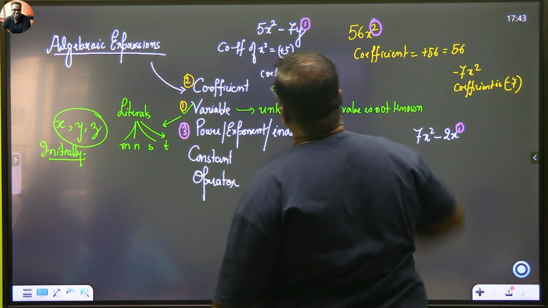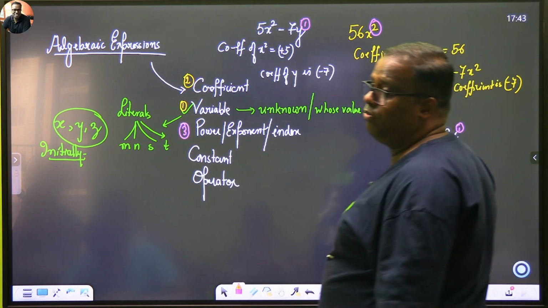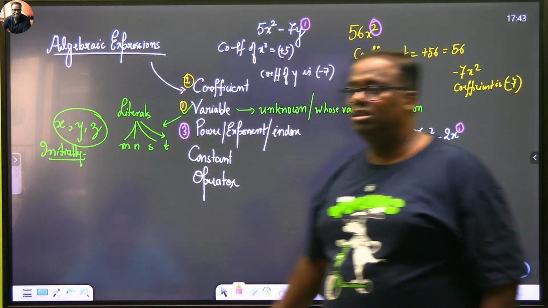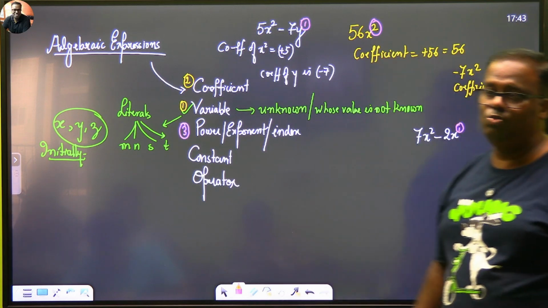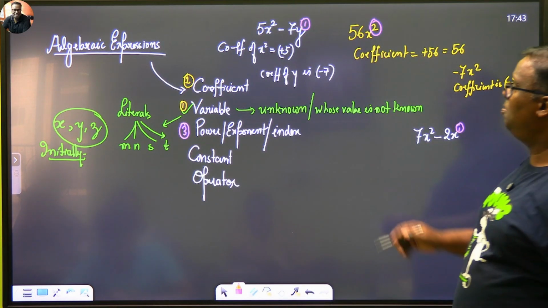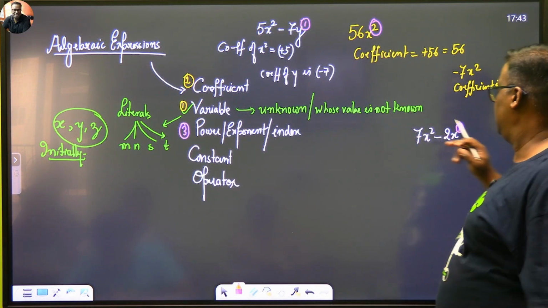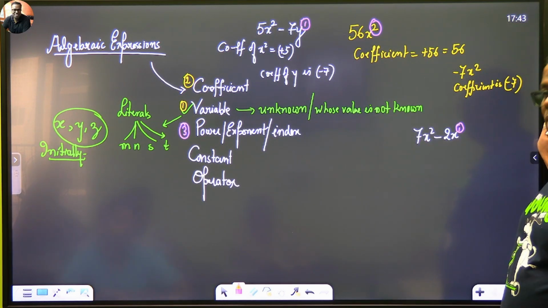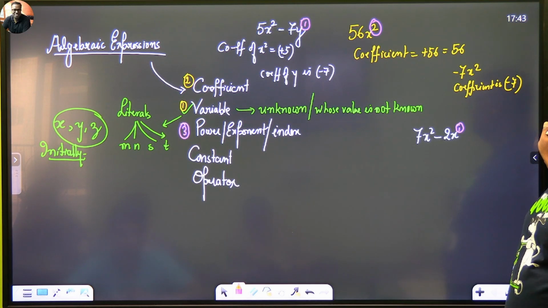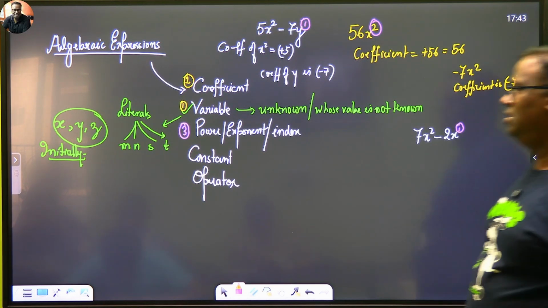So how do we now say what is the power of x in this expression? The power of x in this expression is 2. And when the power is 2, we call it squared. What is the power of x in this one? Well, the power of x in one of the term is 1. And in the other it is squared. 2 means squared. Have you understood? Okay. And the last one comes is operator. Let's understand what is operator.